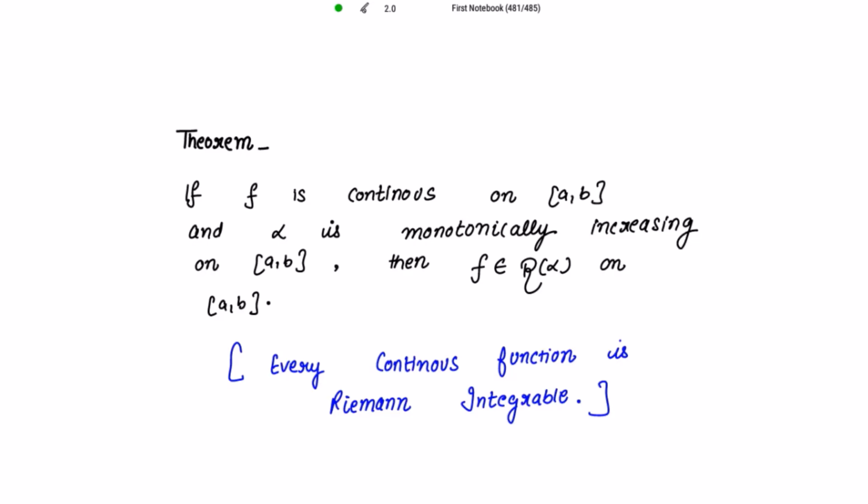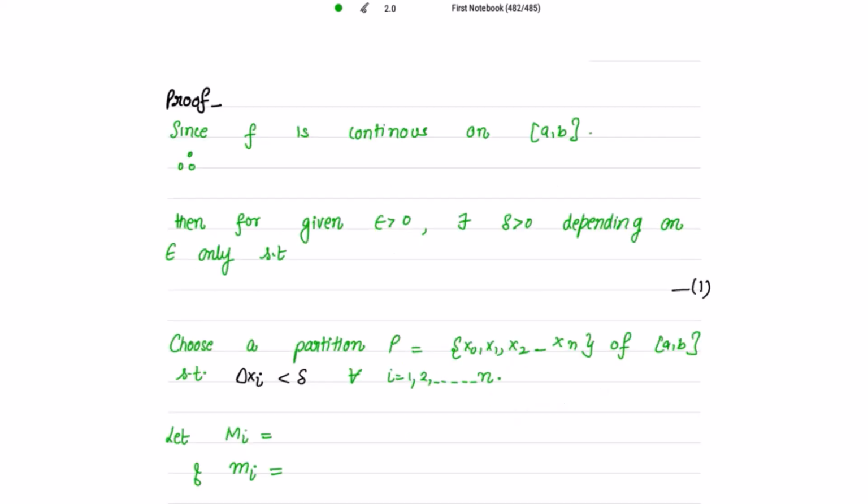So in other words, you can state this theorem as: every continuous function is Riemann integrable. So let's start. Since f is continuous on the closed interval [a, b], this implies f is uniformly continuous. This is a result. So it is uniformly continuous on the closed interval [a, b].